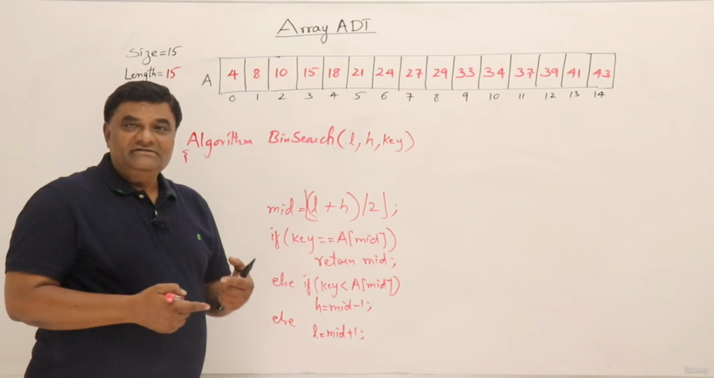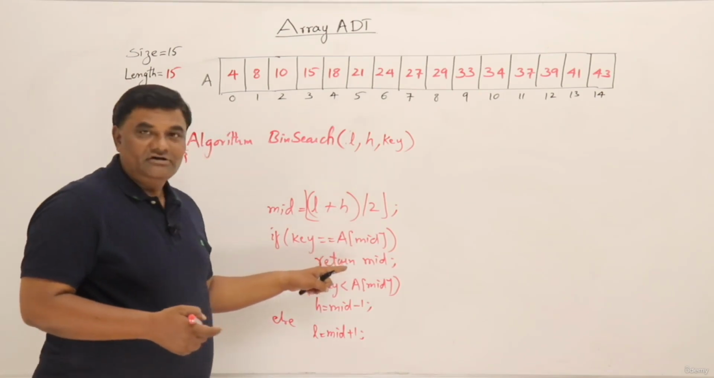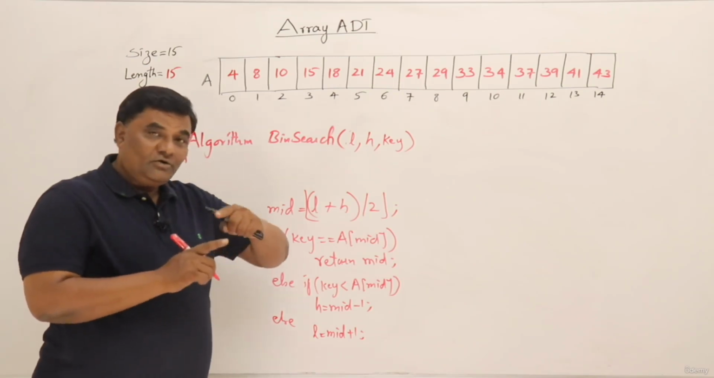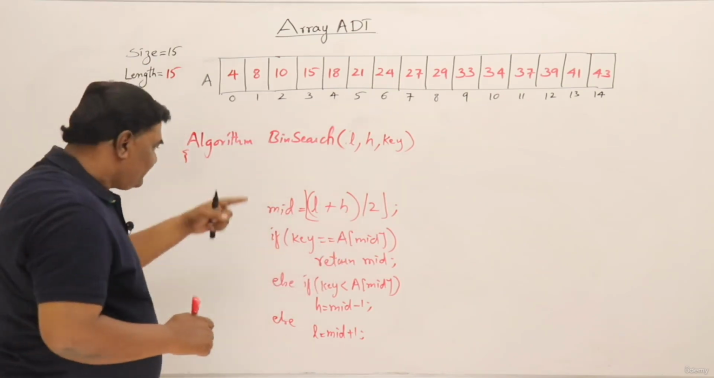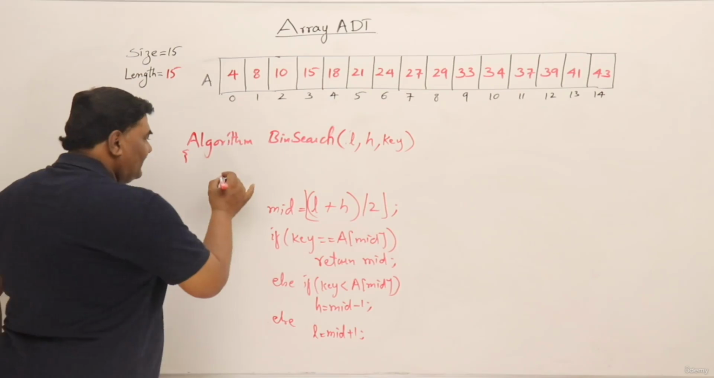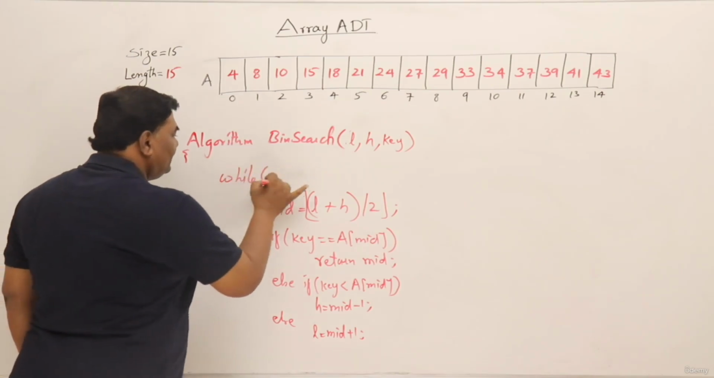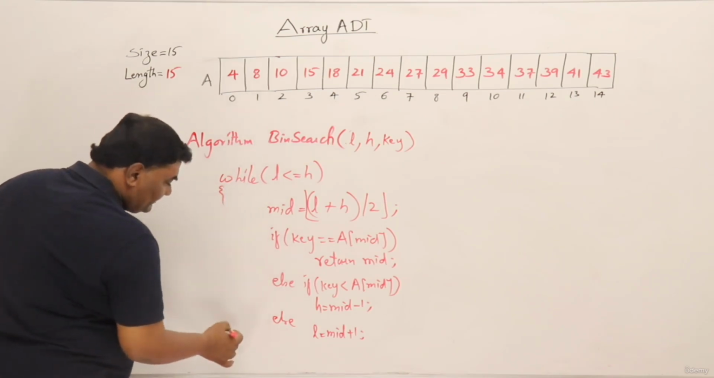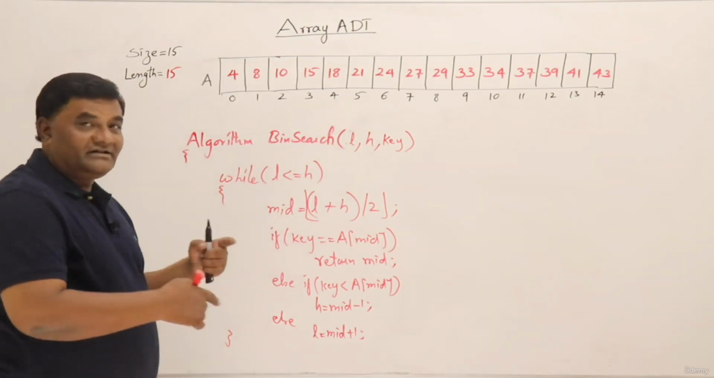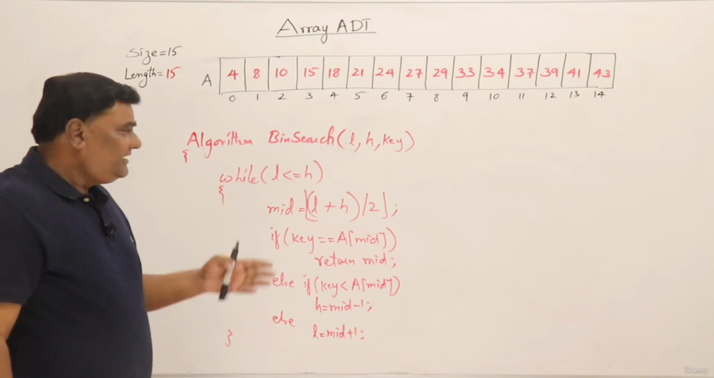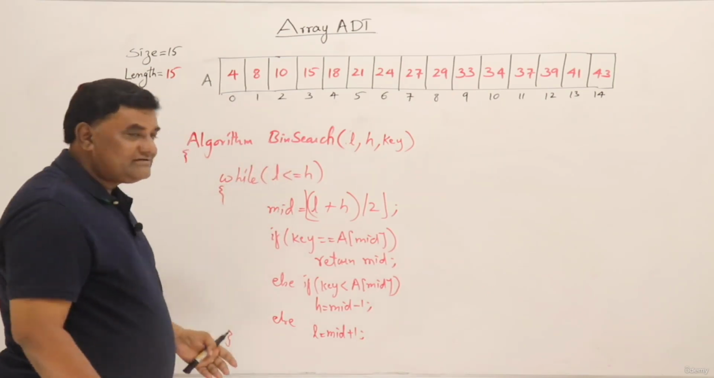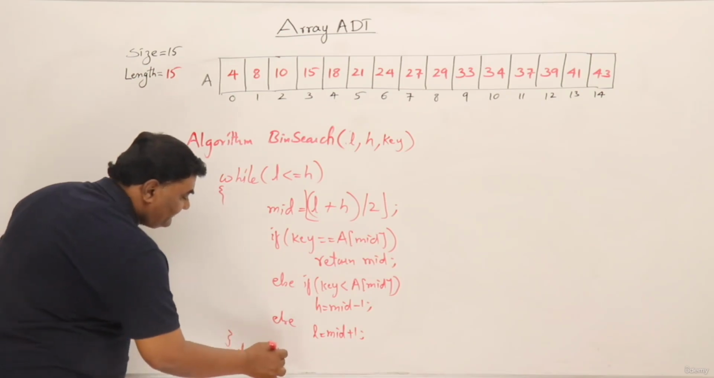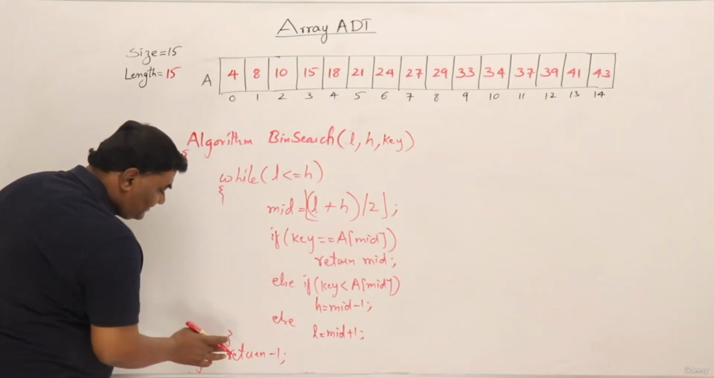So we have to go on doing this until the element is found. Or if the element is not there, we should stop when low becomes greater than high. So this means we have to do it repeatedly. How long we should do this? While low is less than or equal to high, we should continue this. We should stop when low becomes greater than high. If low became greater than high, then we stop, means the element is not found. So we can return -1, saying that the key element is not found.